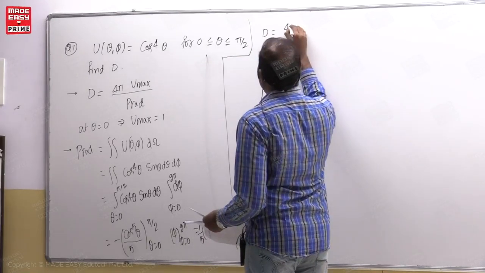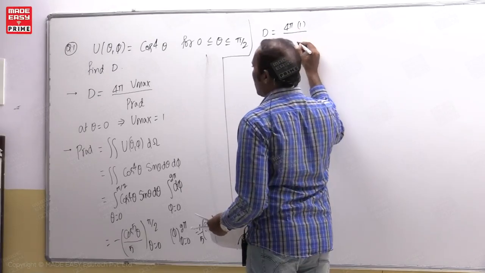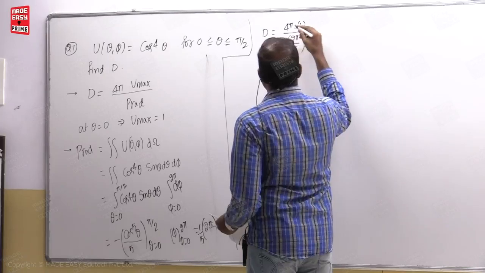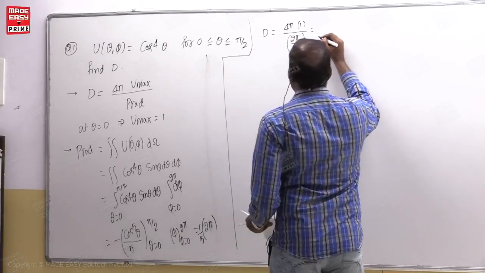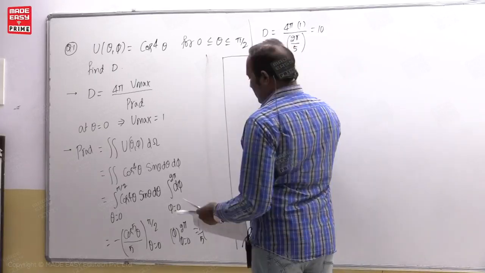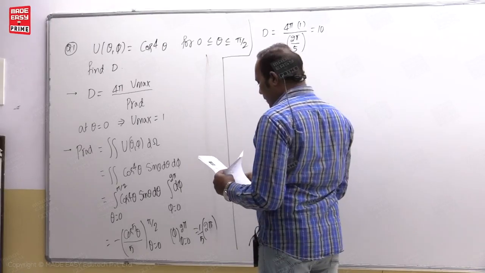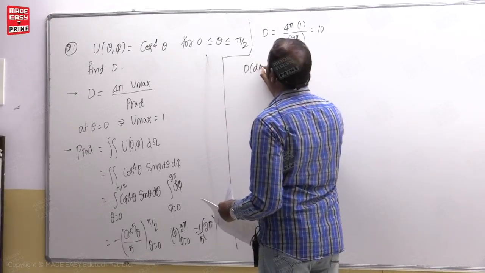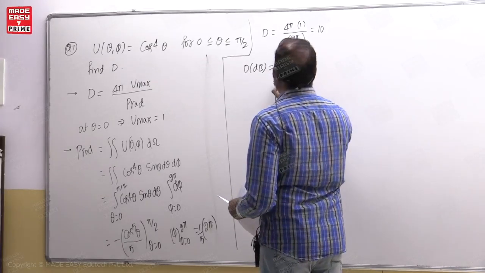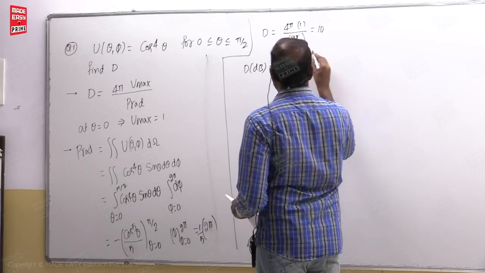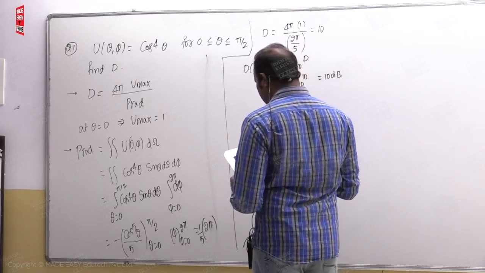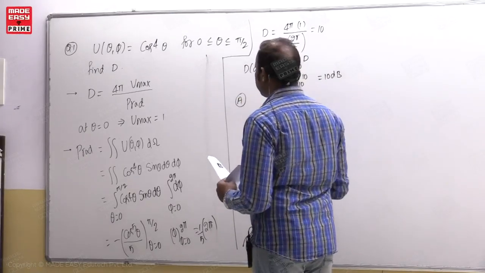Now directivity is equal to 4 pi into U maximum, which is 1, divided by power radiated, which is 2 pi by 5. So 2 pi cancels, and you get 10. Next, calculate it in decibels. Directivity in decibels is equal to 10 log 10 D, that is 10 log 10 of 10. So ultimately you get 10 dB. That is the answer, option A.